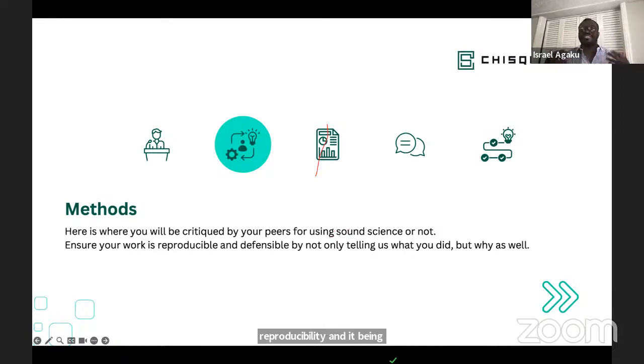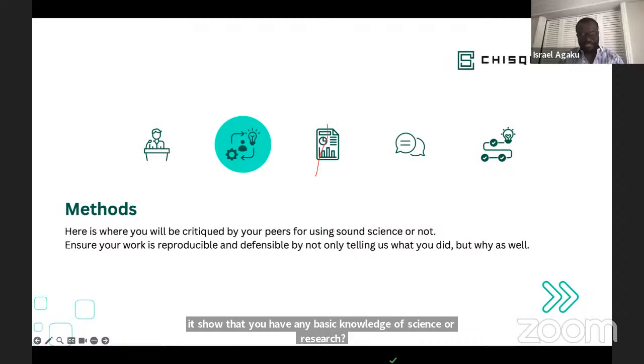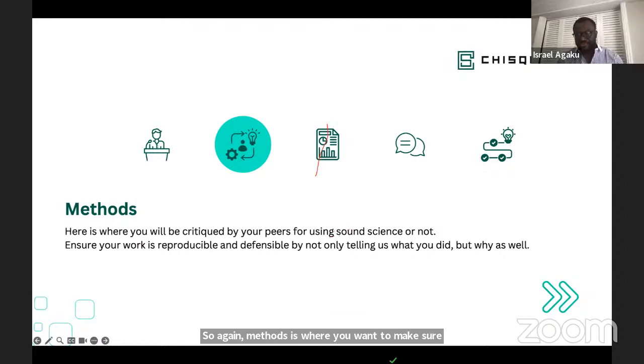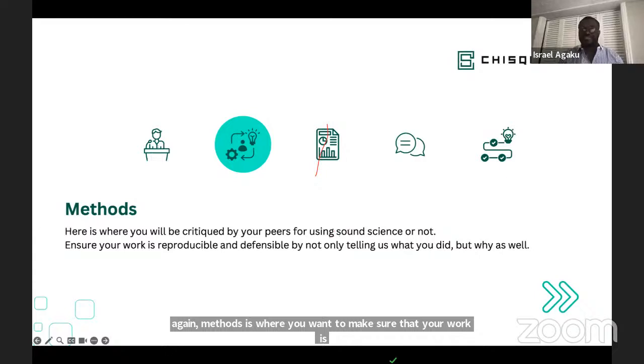So it should pass the laugh test, right? The laugh test simply means, if somebody reads this, will they burst out in laughter? Is it that ridiculous? Does it show that you have any basic knowledge of science or research? So again, in the methods you want to make sure that your work is, one, reproducible, but also scientifically defensible.